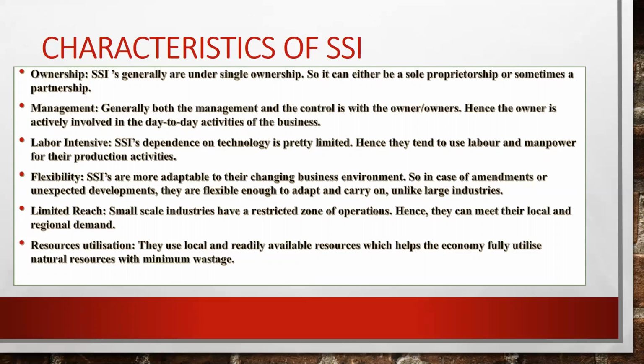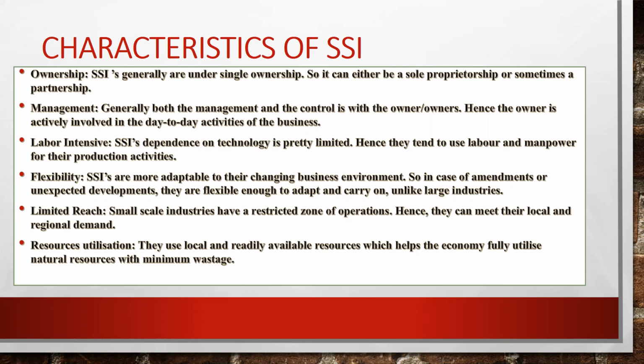Firstly, ownership. Small scale industries are generally under single ownership. So it can either be a sole proprietorship or sometimes two people or more than two members can enter into this business in the form of partnership. The next characteristic is about management. Generally, both management and control is with the owner or owners. Hence, the owners are actively involved in the day-to-day activities of the business, be it sole proprietorship or partnership.